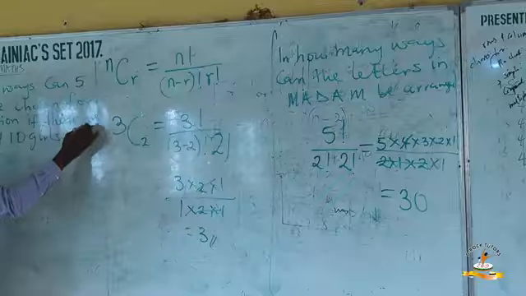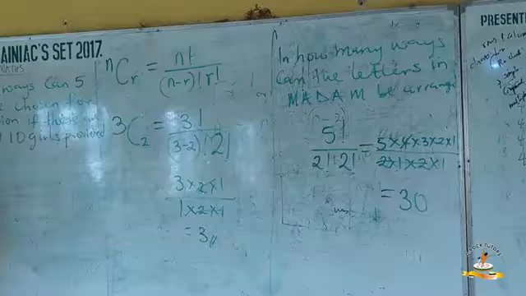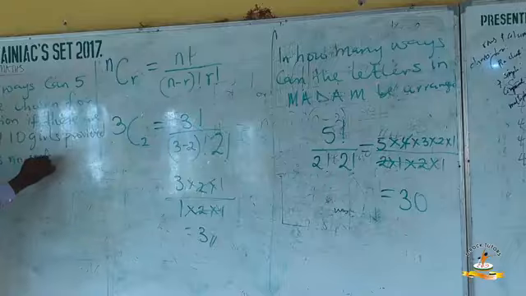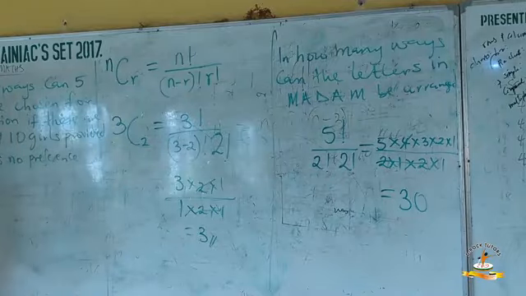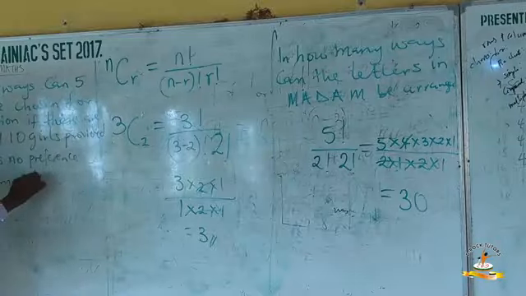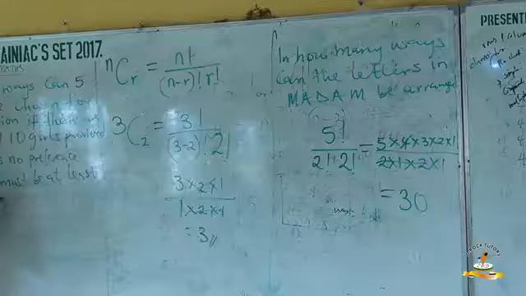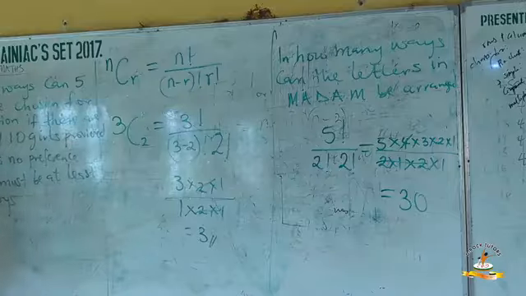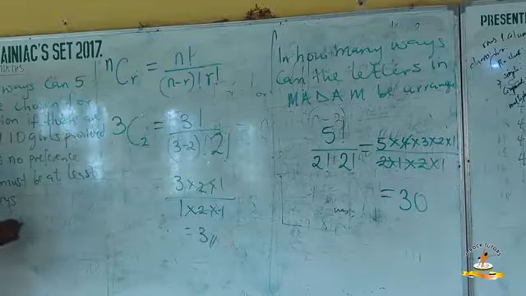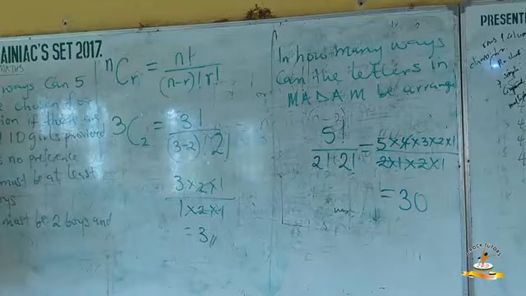provided that A, there is no preference, B, there must be at least, let's say, 3 boys, C, there must be 2 boys and 3 girls.